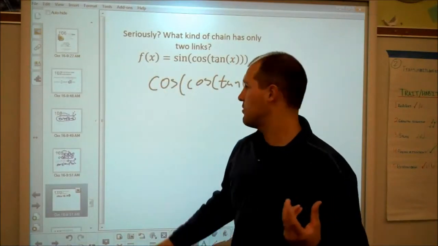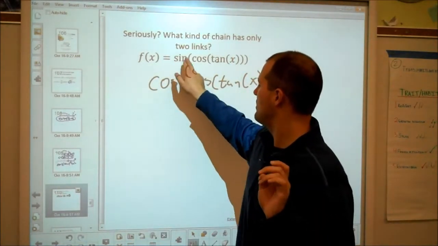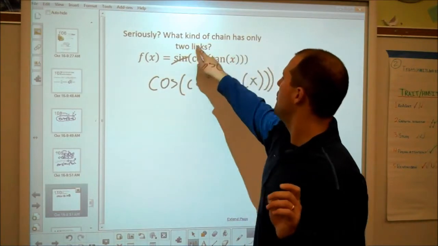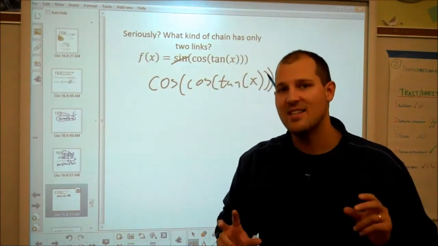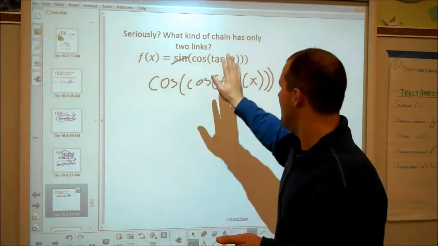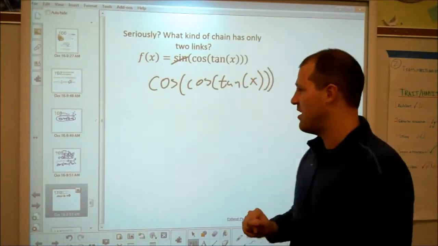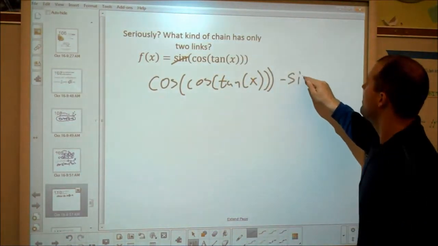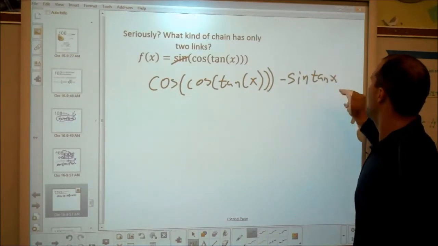One thing that helped me when I was learning this, I say, okay, I've already taken a derivative of sine, that's gone. Now I'm looking at what's left that I have not yet taken a derivative of. I have not taken a derivative of cosine. That turns into negative sine. So I have negative sine of tan of x.